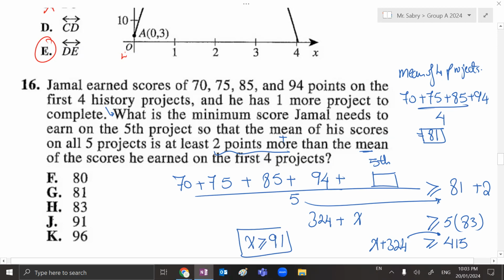So anything above or equal to 91 would get them a score that's 2 points more than the mean of the first 4 projects. And he's asking for the minimum score, so that's why I picked the 91 and I did not pick the 96, even though it would get me an average that's 2 points more than the previous.